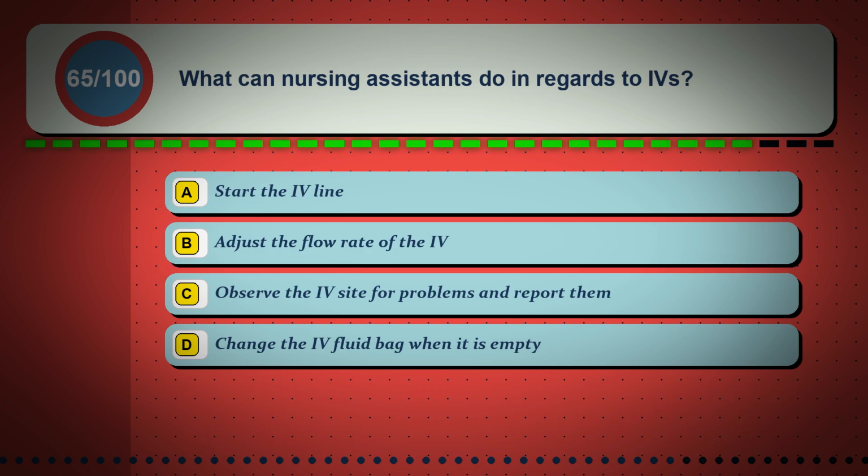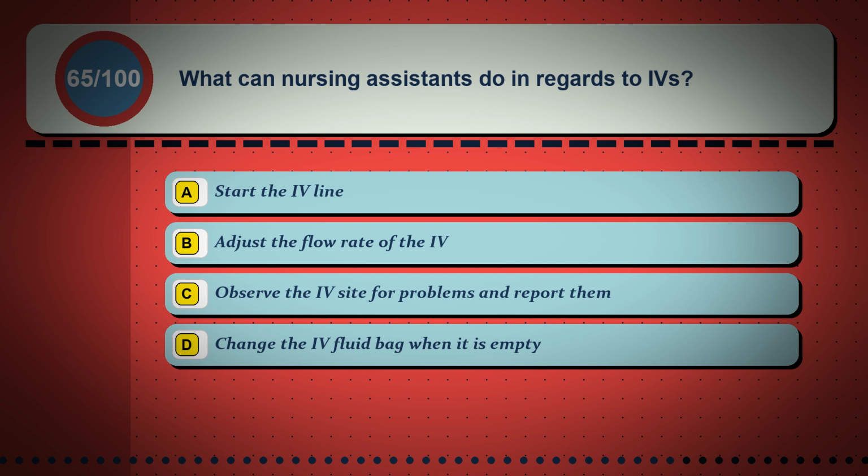Question 65. What can nursing assistants do in regards to IVs? Option A. Start the IV line. Option B. Adjust the flow rate of the IV. Option C. Observe the IV site for problems and report them. Option D. Change the IV fluid bag when it is empty.